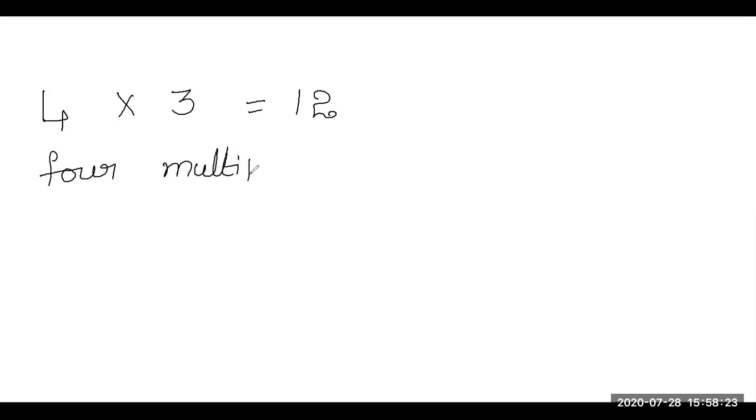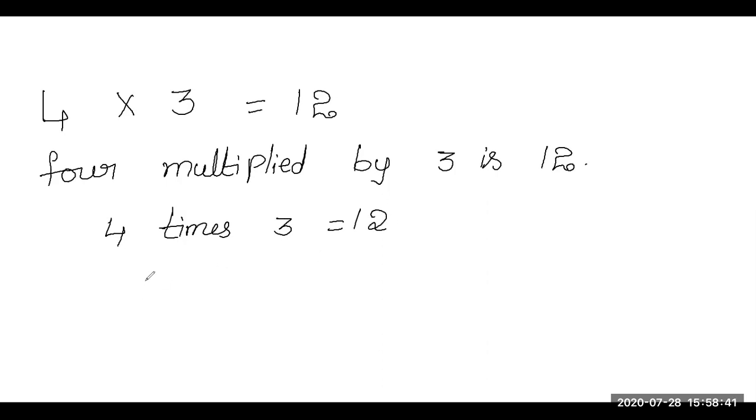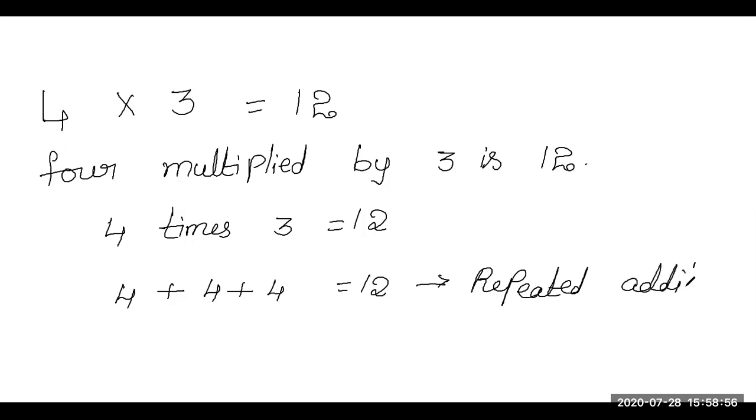And now coming to how to read this. 4 multiplied by 3 is 12. It means 4 times 3 is 12. In other words, 4 plus 4 plus 4 is 12. This statement comes based on multiplication being nothing but repeated addition.